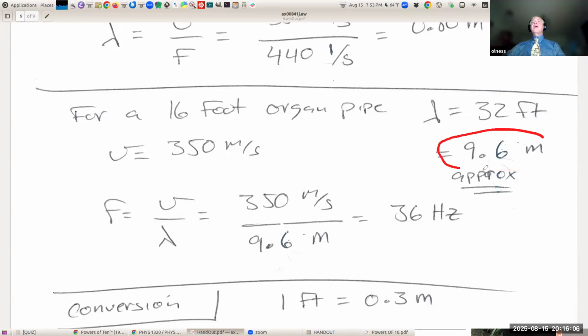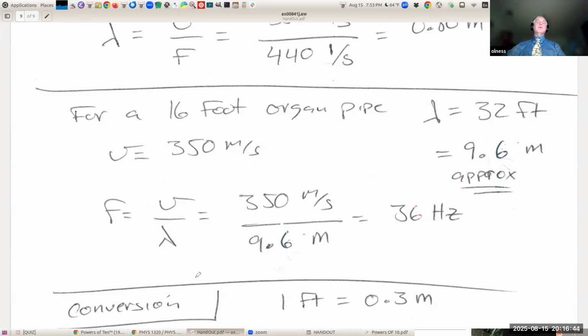So if the wavelength is 9.6 meters and the velocity of sound is 350 meters per second, from the above formula, we get the frequency is velocity over lambda. And I'm just going to do the units to make sure I haven't messed up the formula. If I had written this upside down or something like that, the units would tell me. So I put velocity up here, 350 meters per second. And downstairs, I put the wavelength in meters. I have meters upstairs, meters downstairs. The meters cancel, and I'm left with 1/seconds or cycles per second.